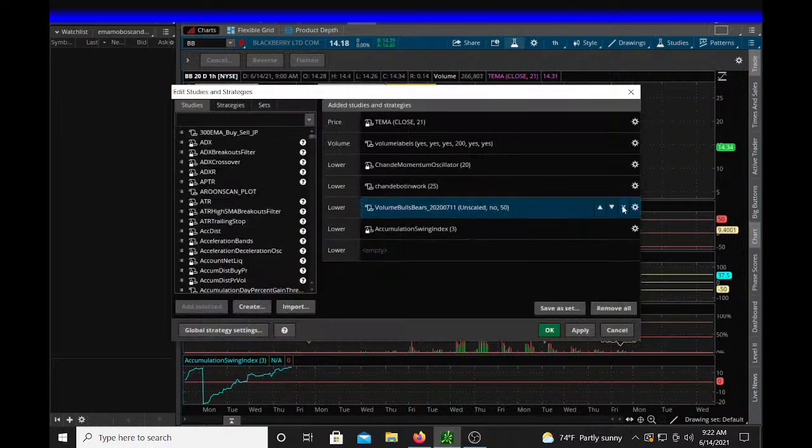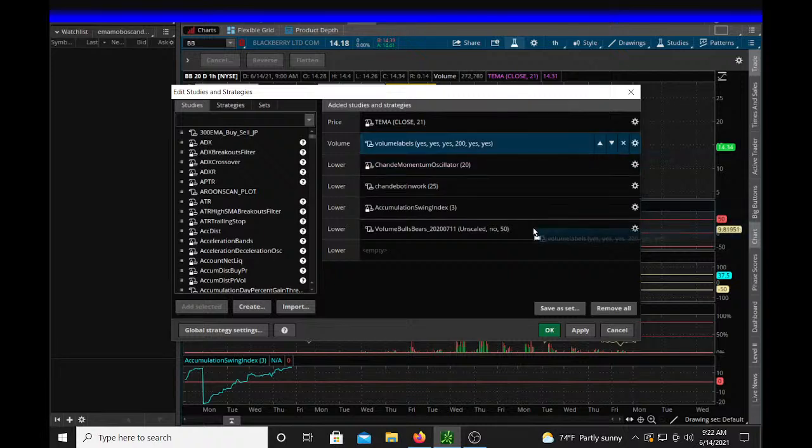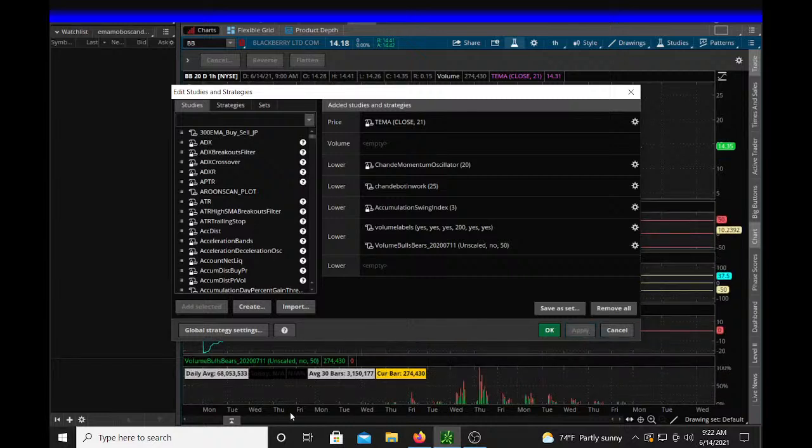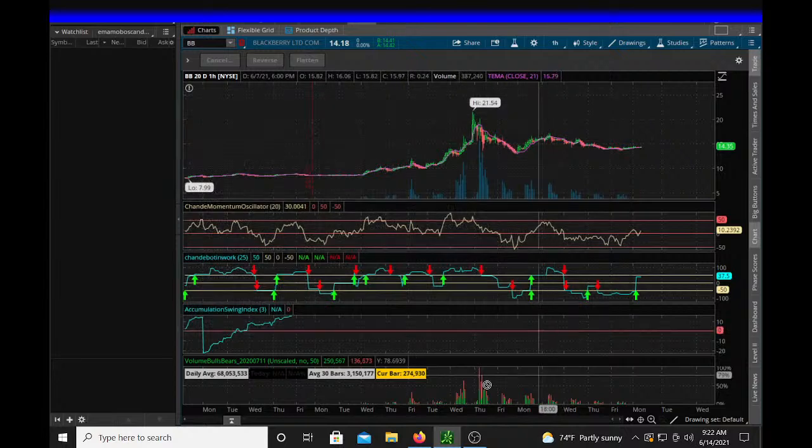Now, let's get rid of the Chande momentum. Move our volume to the bottom. We'll move our volume labels down here with our volume here. It's going to put our labels down in this area. Very good. All right, keep them off of that top chart.